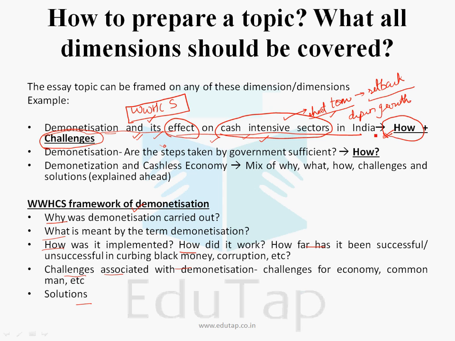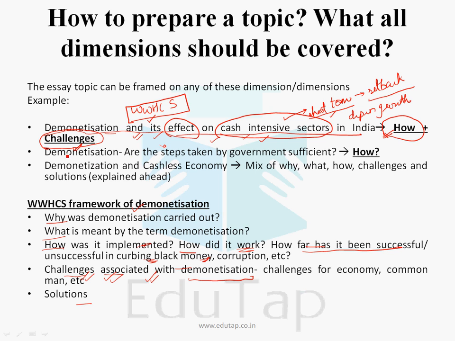How did it work? How far has it been successful or unsuccessful in curbing black money and corruption? What has been its effect on the various sectors of the economy? Challenges: when you talk about the cash intensive sectors of the economy, demonetization came as a challenge. It led to a dip in growth of those sectors and a problem in those sectors in the short term.